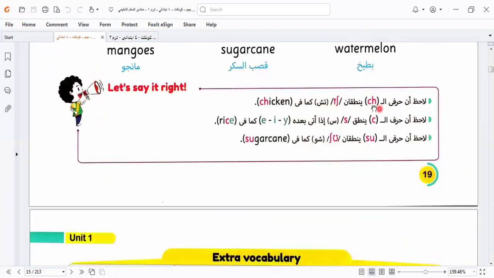Here we have the pronunciation of CH, like we say chair, chicken. Here we have C, pronounced like this, rice, sugar cane. Here are the symbols in the dictionary written like this. This is the pronunciation of sugar. Say sugar cane.